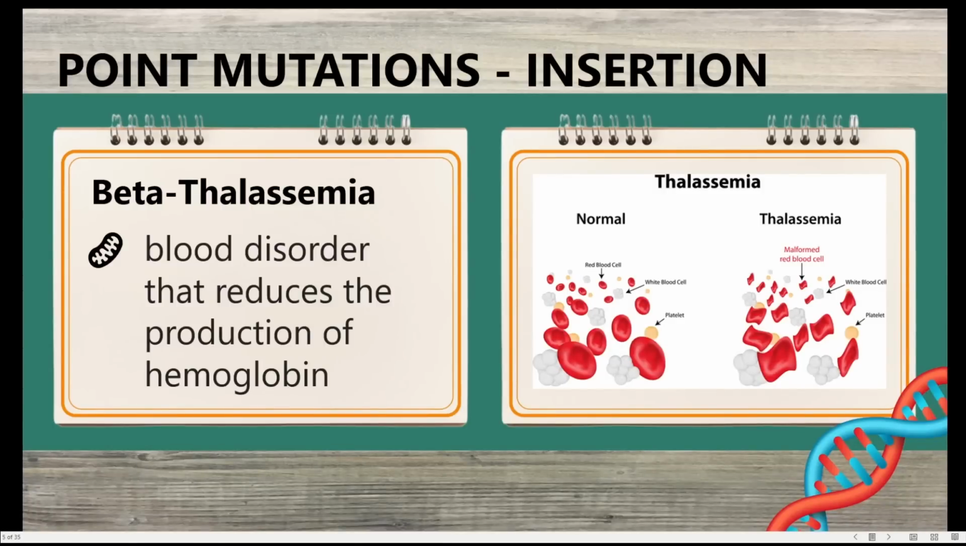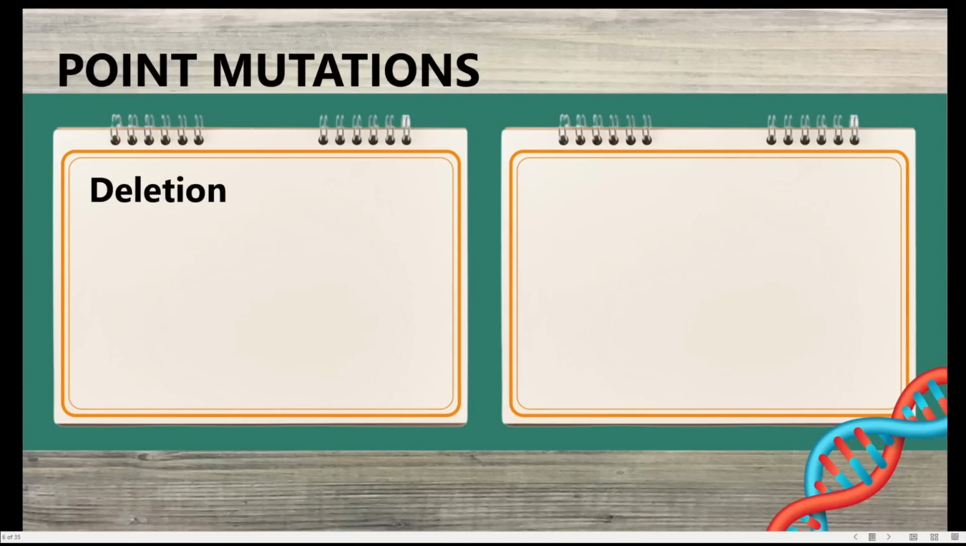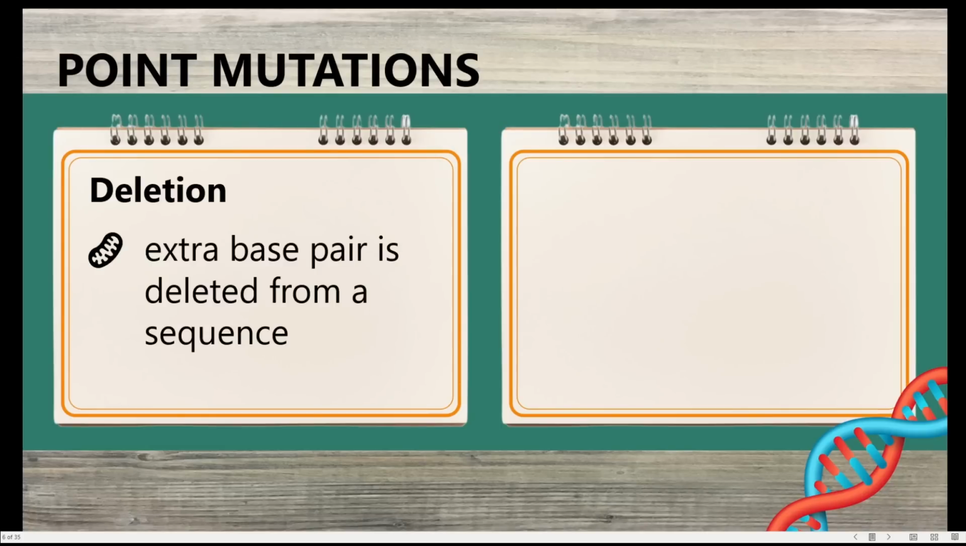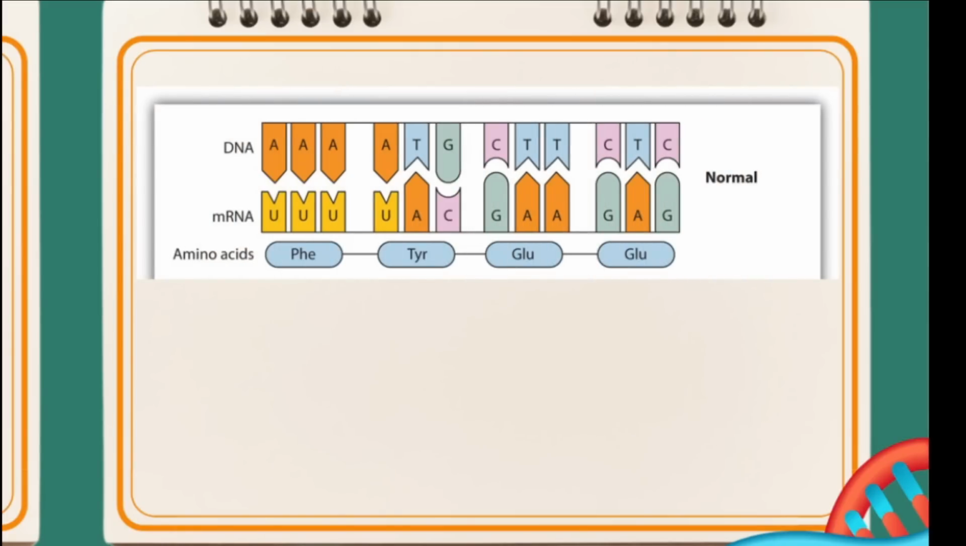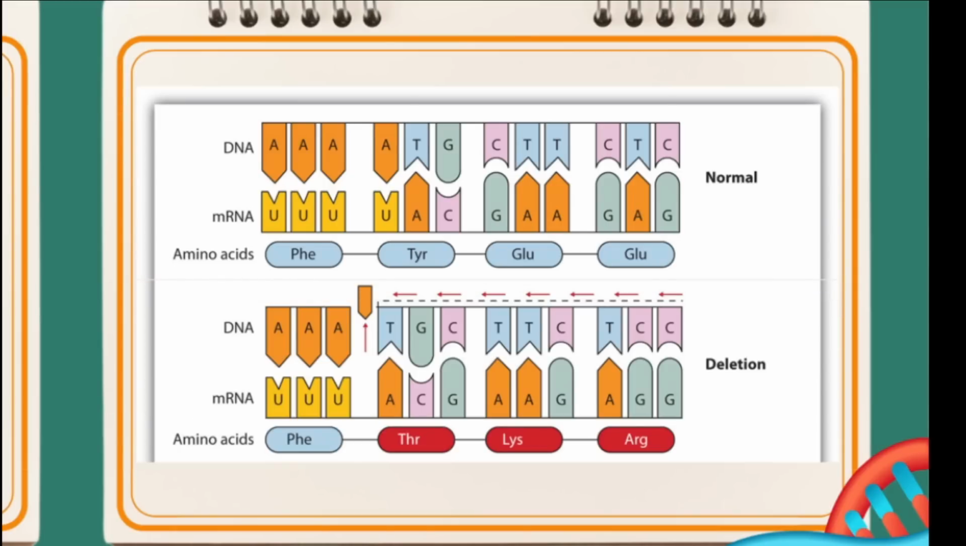The next type of point mutation would be deletion. So, if we have insertion, we have deletion. So, this is the opposite of what we have discussed a while ago. In deletion, extra base pair is deleted from a sequence. Now, comparing the normal DNA sequence that we used a while ago, here in deletion, makikita natin na nawala si adenine. So, syempre, dahil nawala si adenine, nawala na rin si uracil, nausog itong part na to. Ngayon, syempre, katulad nga na sinabi natin kanina, kahit isa lang yan, may impact yan.